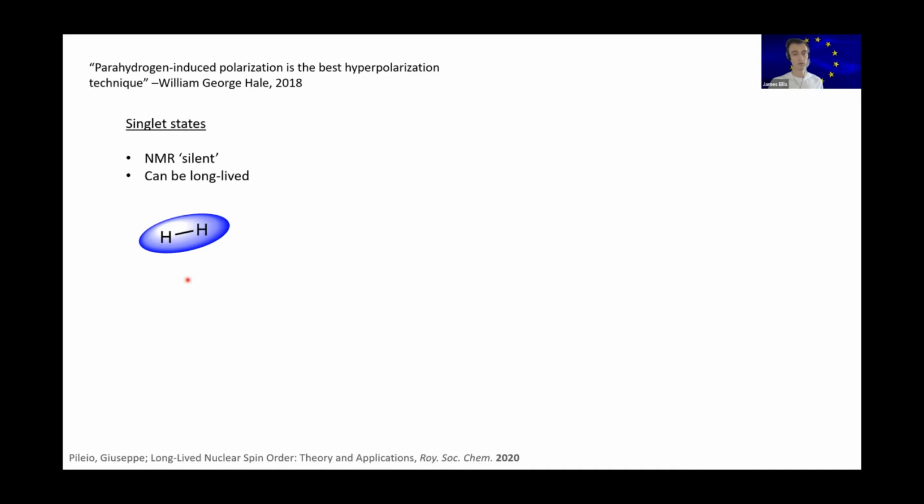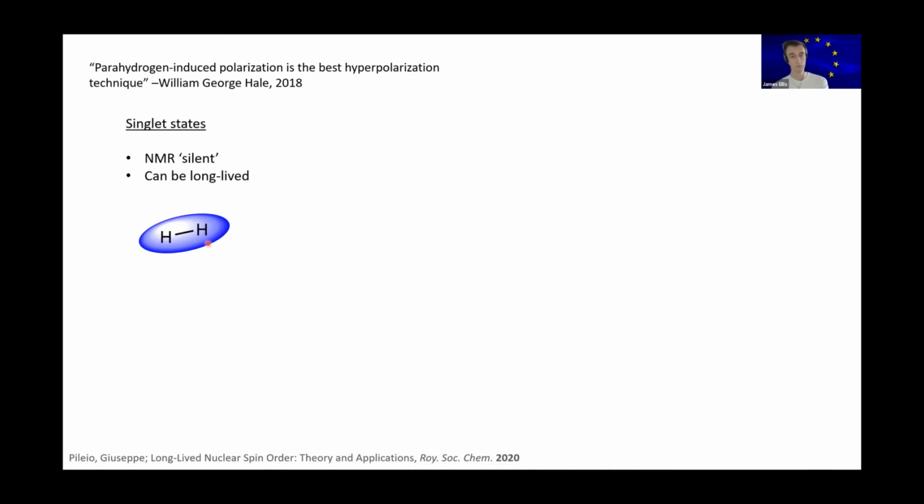So we say that this dihydrogen molecule, when in a nuclear spin singlet state, is NMR silent. And it doesn't interact with electromagnetic fields. Now that state can be extremely long-lived. We regularly produce this stuff and store it in canisters for days or weeks, and we flow it through tubing between labs and whatnot. It's an extremely useful property of this source of hyperpolarization.